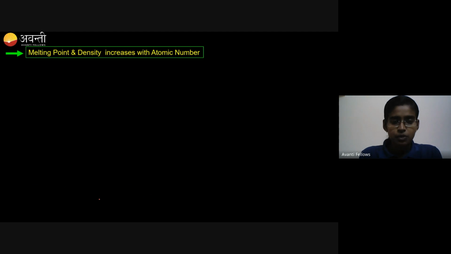And the next property is melting point and density. It increases with atomic number because once atomic number increases, the mass of the substance increases. So what is density? Density is equal to mass by volume. If the mass increases, density also increases. So that's why density increases.